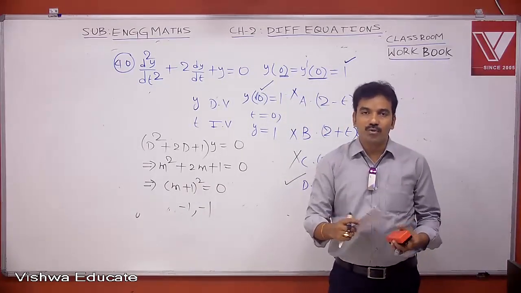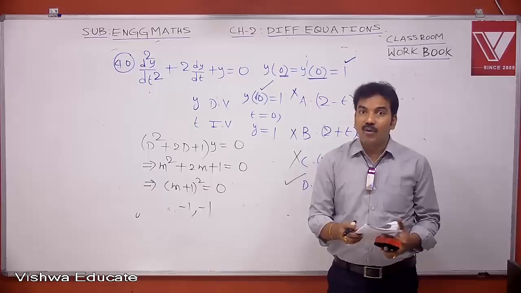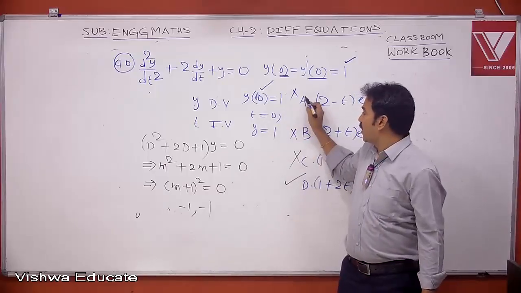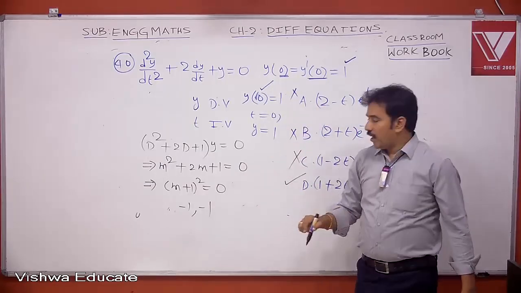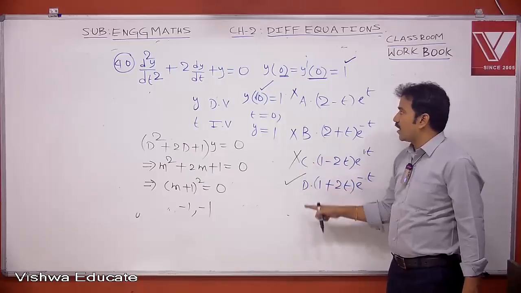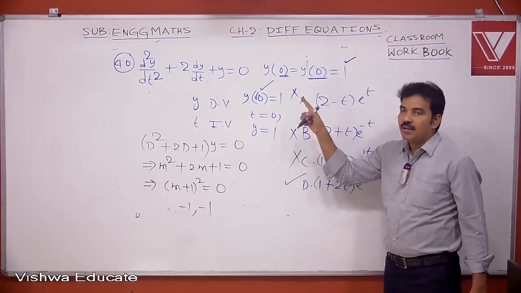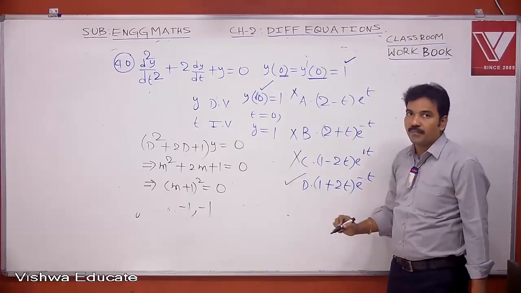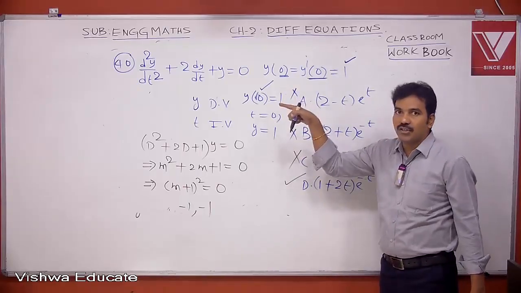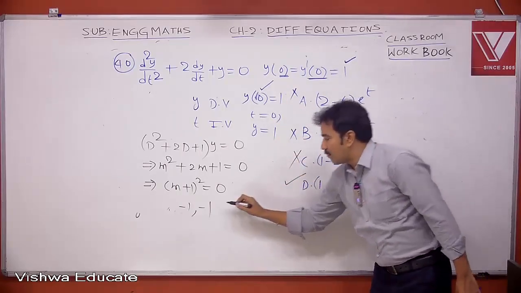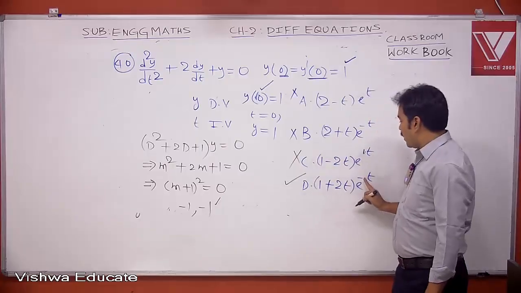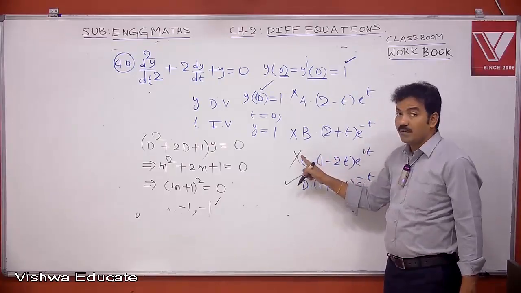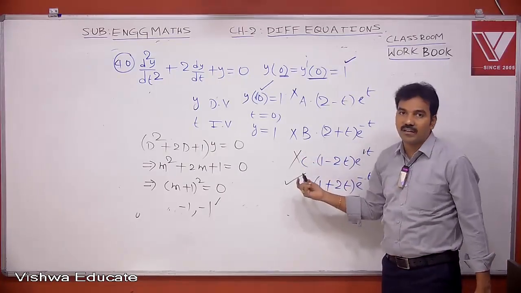Just by going through the first boundary condition, I have eliminated the first two options, A and B. But option C and option D are giving the same value 1 when t is 0. So to get confirmation, here the root is 1, here the root is minus 1. When I went through the auxiliary equation, by finding its roots, I am getting minus 1. Therefore, here minus 1, here plus 1. So I can eliminate C. So option D is the right answer. Note this.